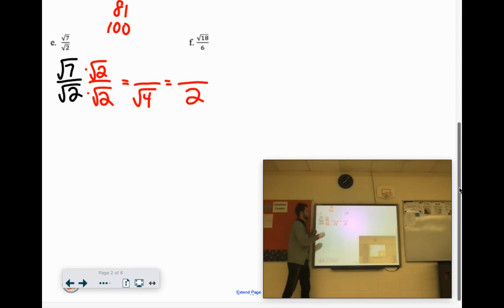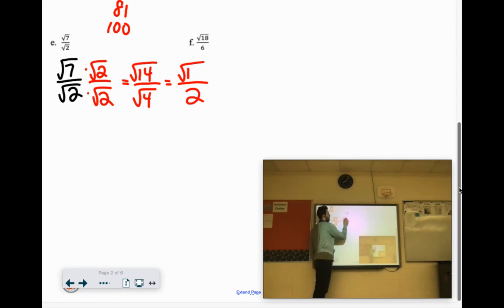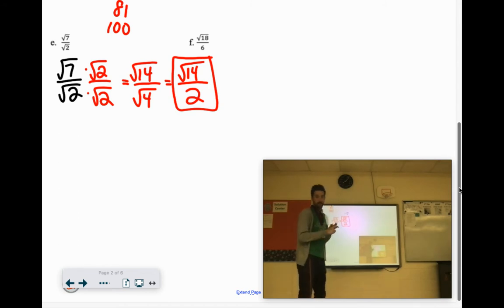Root 7 times root 2 is root 14, and there are no perfect squares in 14. So you just leave it root 14 over 2. You can only simplify radicals with radicals and non-radicals with non-radicals. So you can't do 14 divided by 2 because 14 isn't a radical.